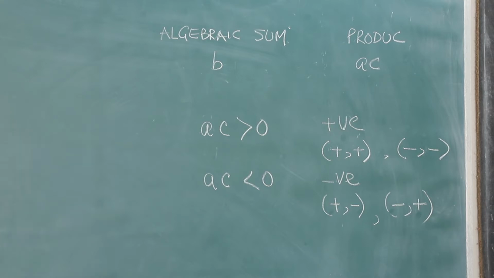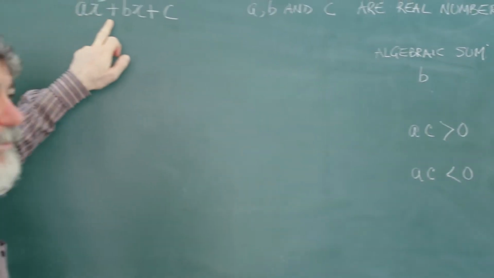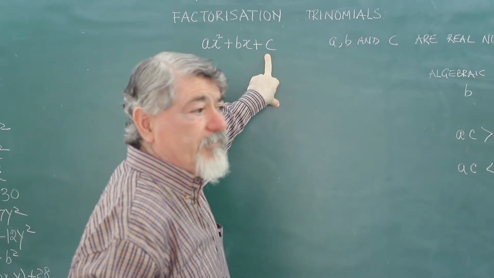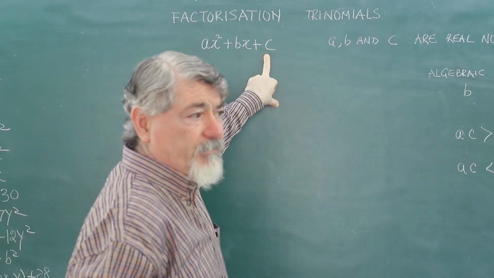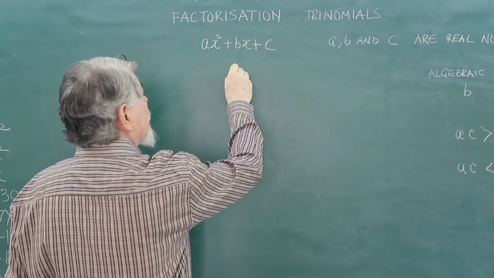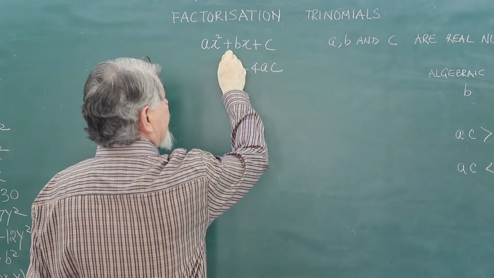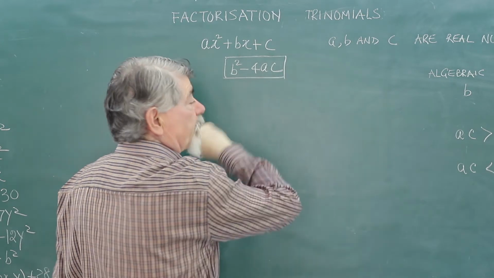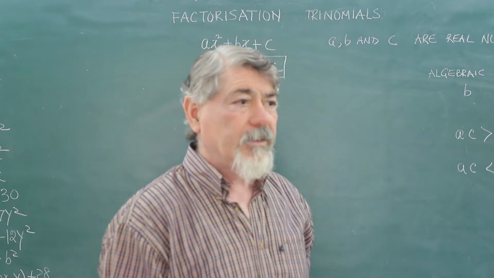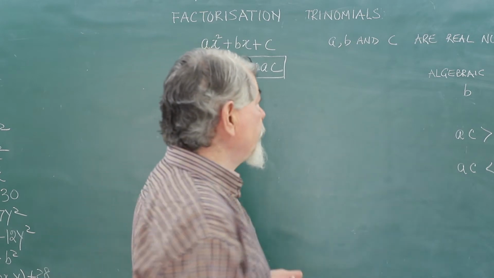Also, not all expressions of the form ax square plus bx plus c can be factorized. The simple method is to find out the value of b square minus 4ac. And if b square minus 4ac comes out to be a perfect square. What is a perfect square?